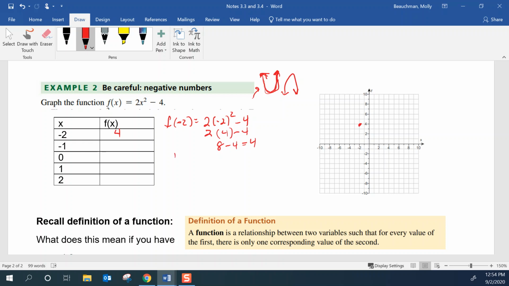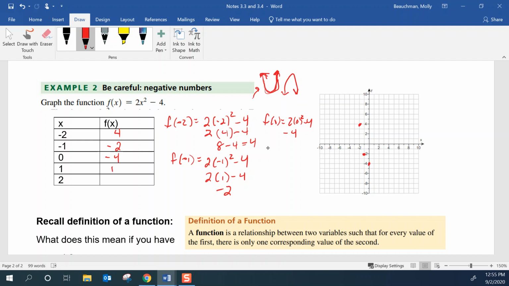Now we substitute a -1. We get 2 times -1 squared minus 4, which is 2 times 1 minus 4, which equals -2. So when x is -1, we get -2. Third point, f of 0 gives us 2 times 0 squared minus 4, which would be just -4. So we get 0, -4.